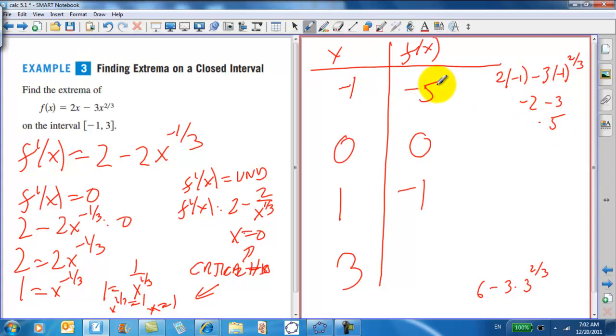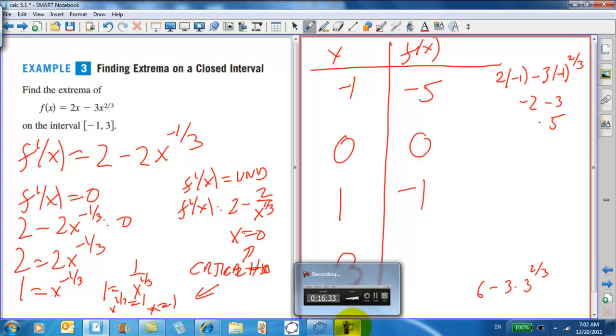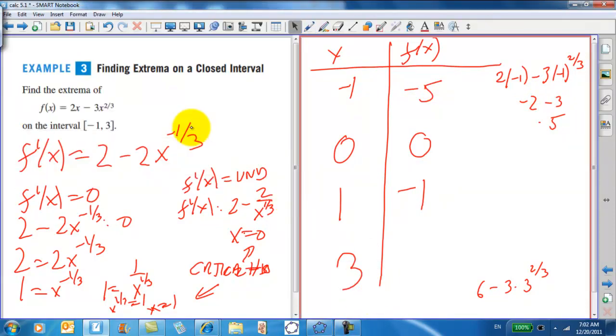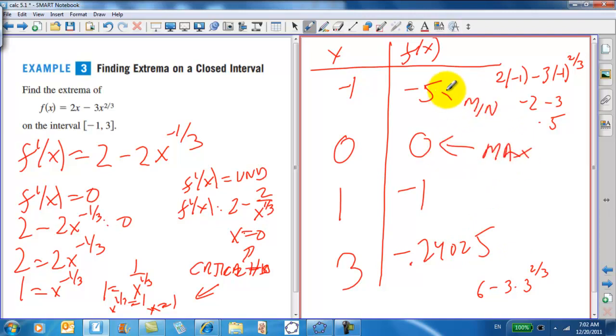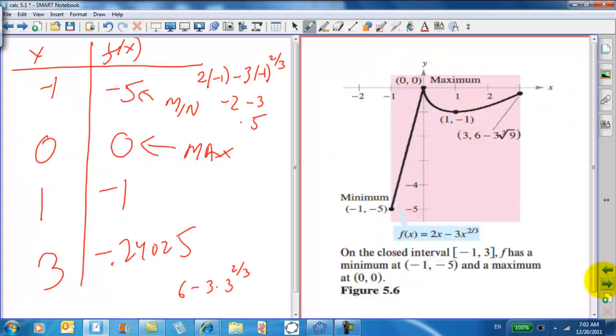And let's just check on this value on the calculator. And I'm getting -0.24025. So it doesn't look like it makes our maximum or a minimum. So we get a max of 0 and a min value of -5. Let's see how we did here. There's our minimum value of -5 and maximum value of 0.